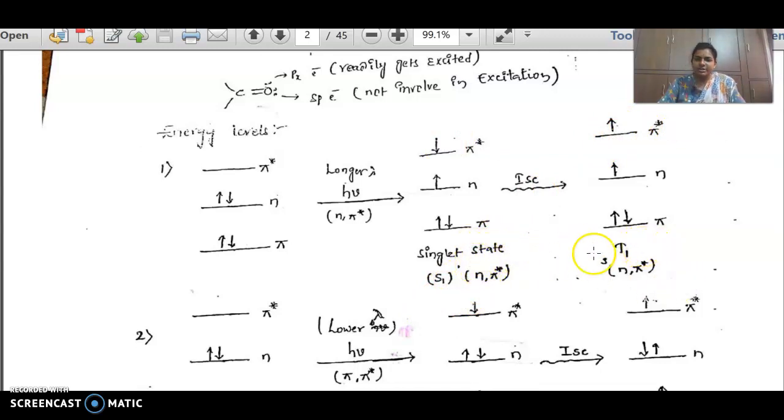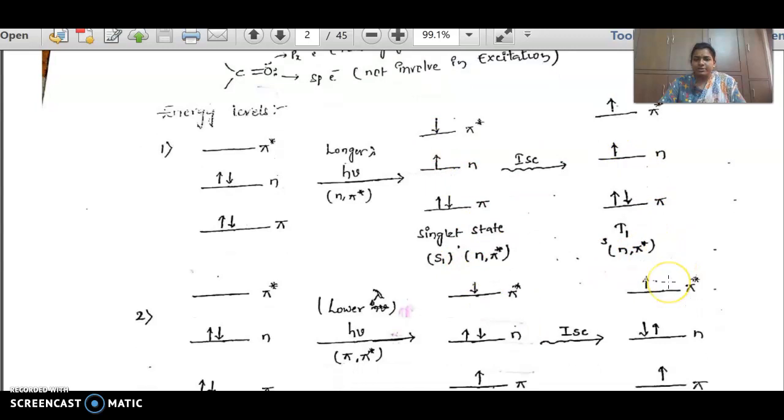n to pi star singlet, n to pi star triplet. Same like that it is going. Singlet is converting into triplet.